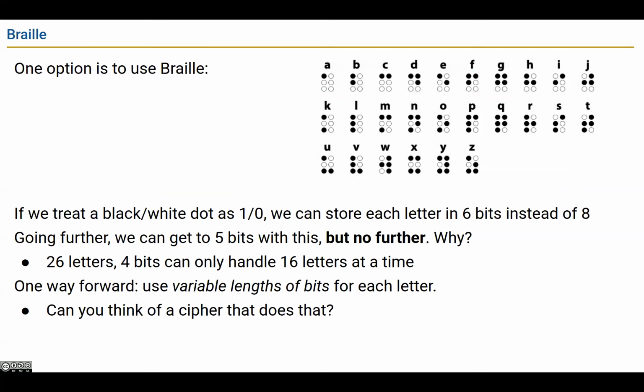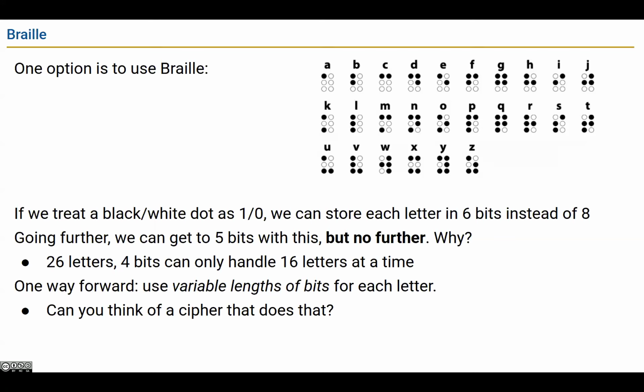How many people are familiar with Braille? Yeah, it's kind of a way to write English letters in a tactile sense. But if you look at it from an information theory perspective, it's effectively a way to write down a single letter in 6 dots. And each dot can be raised or unraised. You can imagine that you translate that into 1 or 0, and that takes each letter to 6 bits worth of data. Now, if we go further, we can get down to 5 bits, but we can't get any further.